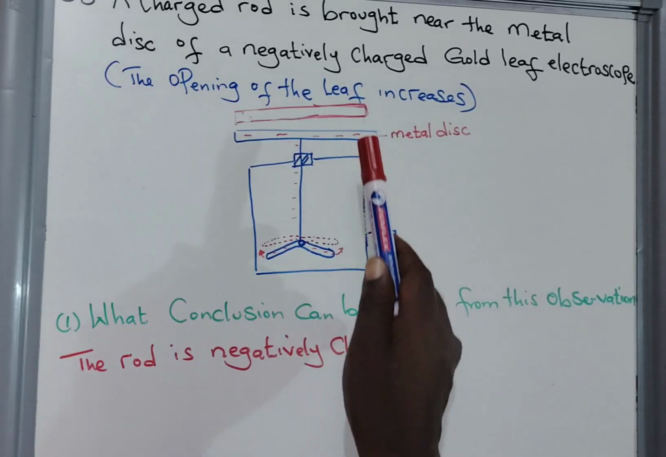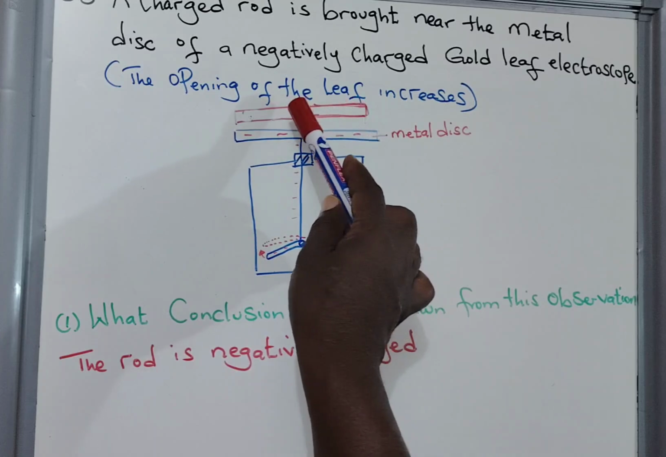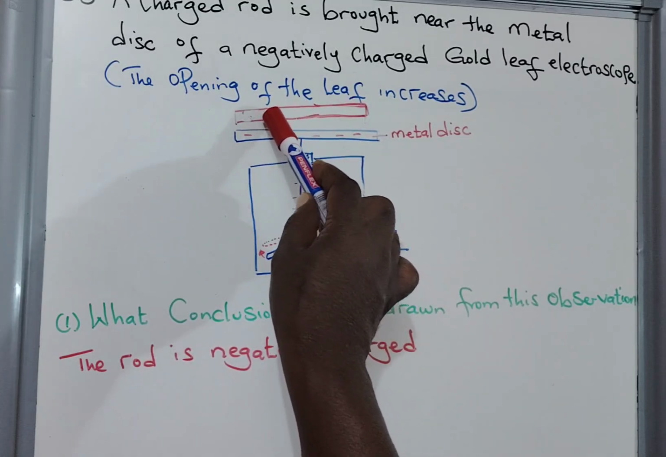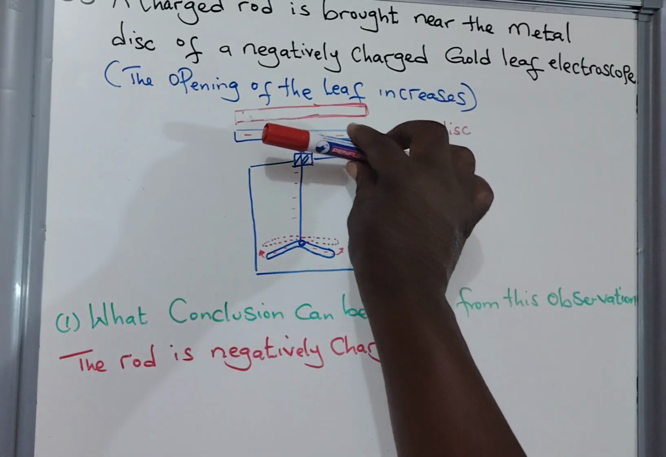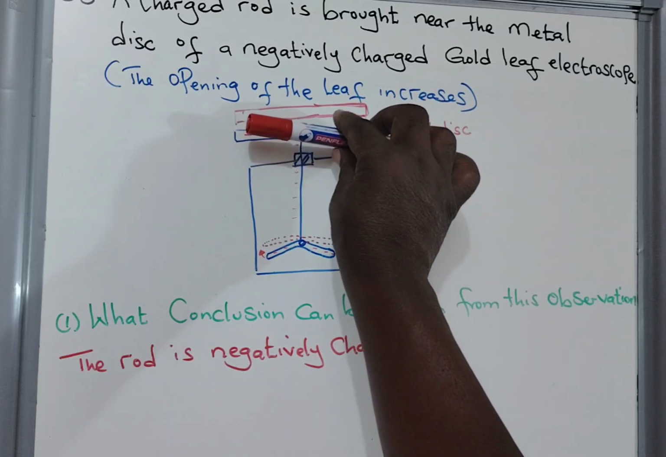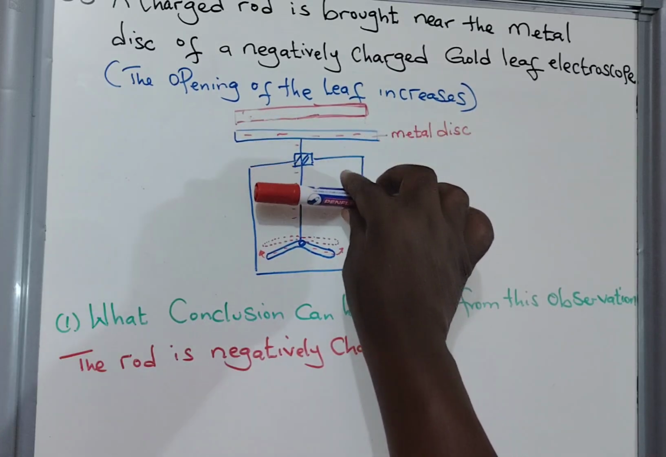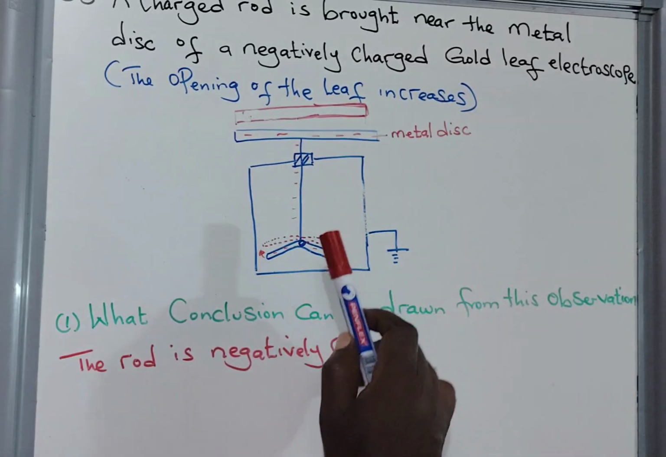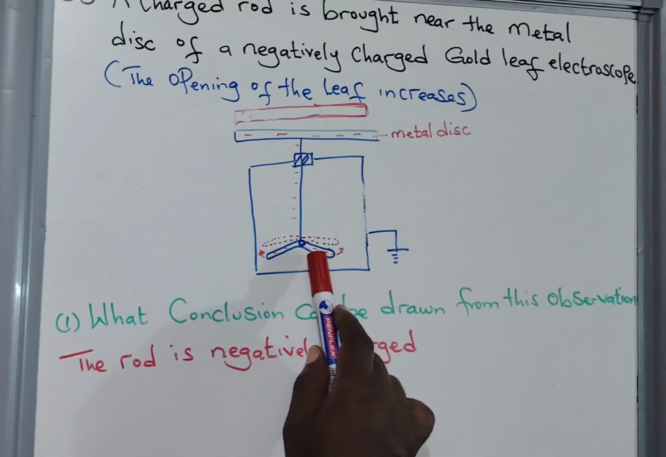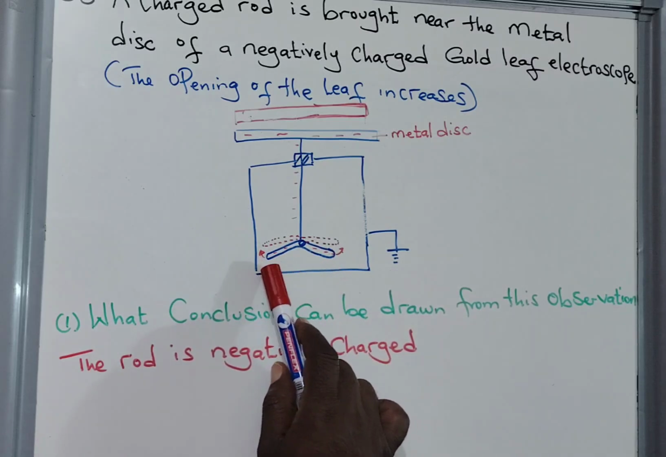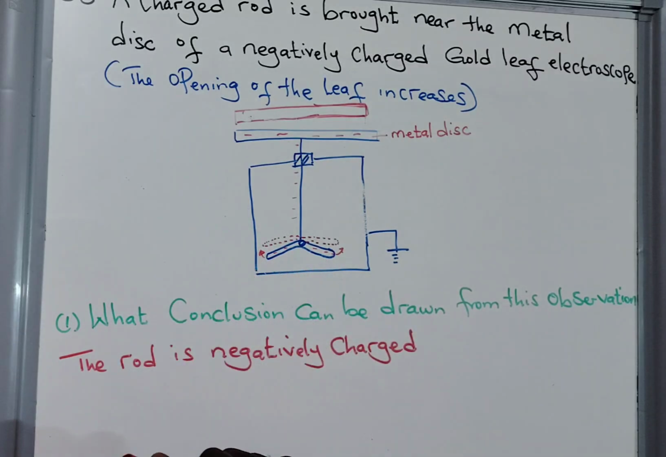Okay, why? Because when this charged rod comes near and is negatively charged, what is going to happen? It is going to repel the negative charge, which actually are electrons, down to be more on the leaves. So when the charge on the leaves increases, what happens? The repulsion increases.